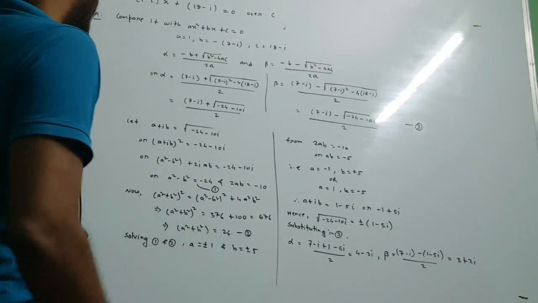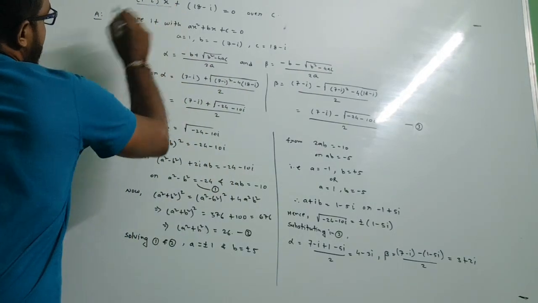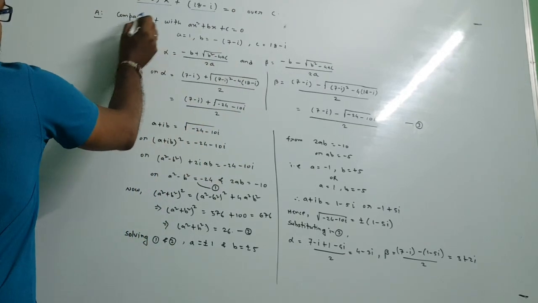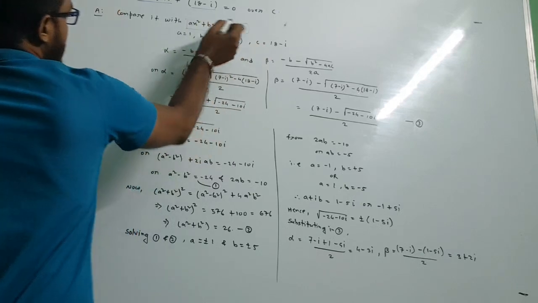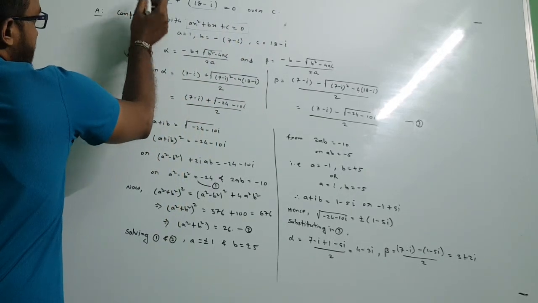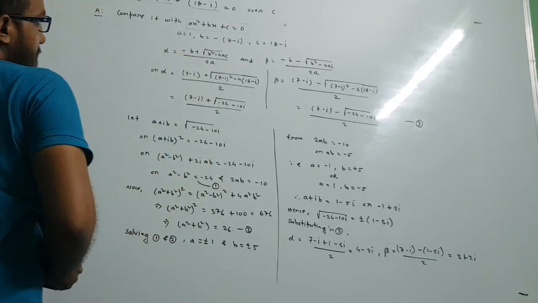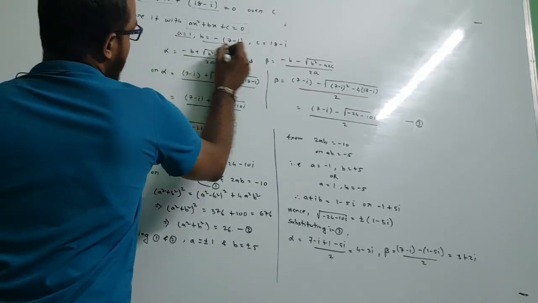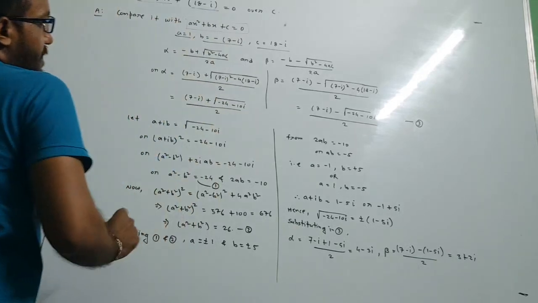Let us solve one problem. The question is: x square minus (7 minus i) x plus 18 minus i equals 0. You can clearly see that if you compare this equation with ax square plus bx plus c equals 0, then here a is plus 1, b is minus (7 minus i), and c is 18 minus i.